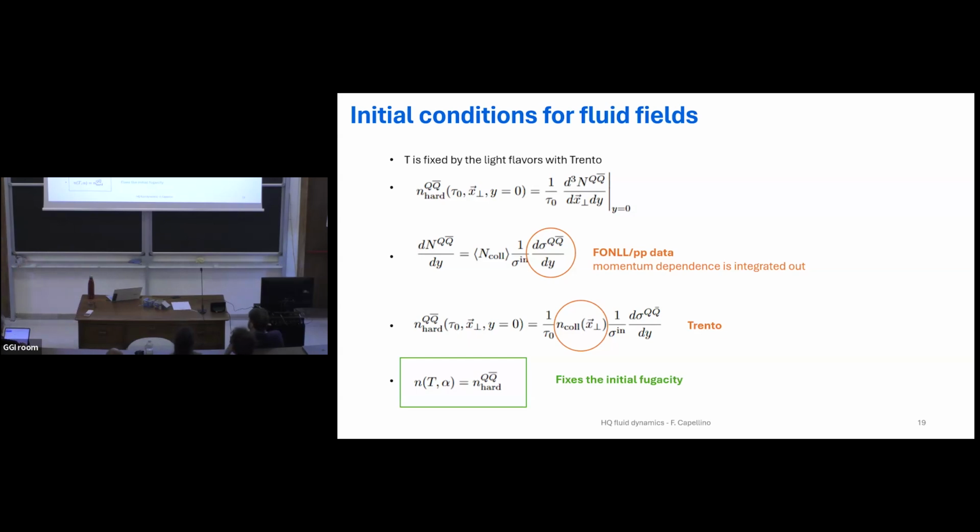And for this, we also use the Trento model. And then basically, we impose that the thermal hadron resonance gas of charm density that we use in the fluid description for the charm has to match the one that can be got through this procedure from perturbative QCD. And so this is what fixes the initial fugacity alpha unambiguously, and then we evolve it with the equation of motion. Okay.